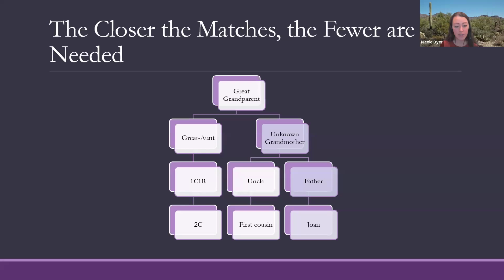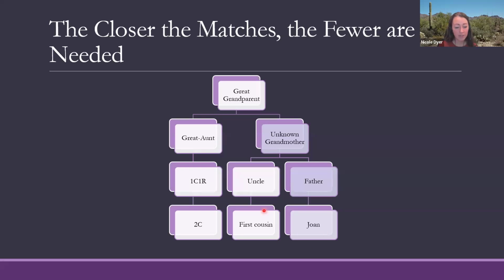So here's another example where we have Joan and we know Joan's father, but we don't know the grandmother. So trying to figure out Joan's unknown grandmother, how many matches will we need to help us with that question? If we have a first cousin match, that gives us some evidence that Joan and the first cousin share a common ancestor here.